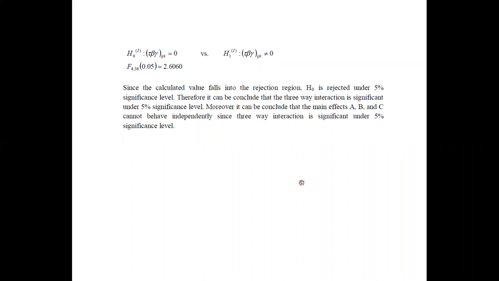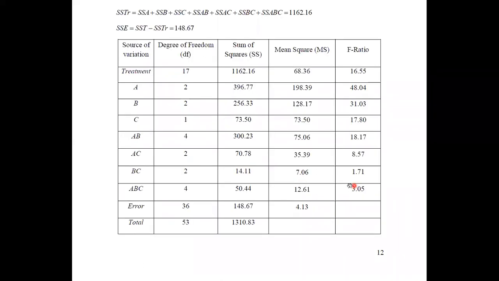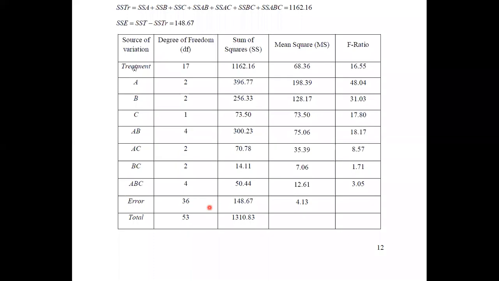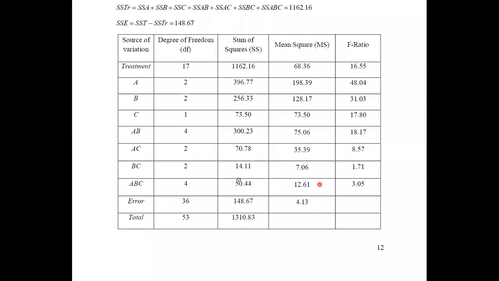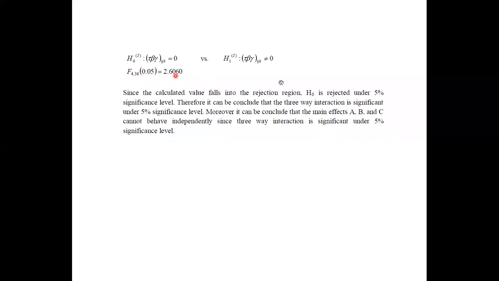And to test this, we need to calculate the critical value. Since 4 is the degrees of freedom associated with interaction and 36 is the error degrees of freedom, we need to find this value from the F table. Since we are inferencing under the 5% significance level, we can say that this value is equal to 2.6060. But you can see that the calculated value that we have identified was 3.05. Since the calculated value falls into the rejection region, we have to reject H0. It means that the three-way interaction exists.